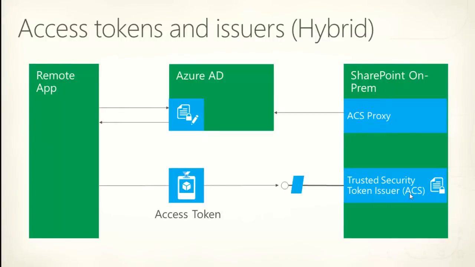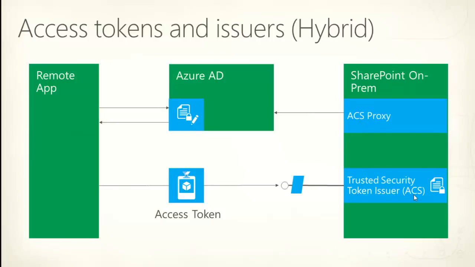And if you look at this picture, it actually looks almost exactly like the online SharePoint deployment. There are only 2 differences. One is that I put hybrid in the title, and the other is that this says SharePoint on-prem. But it still has an ACS proxy, and it still has a trusted security token issuer that is ACS.